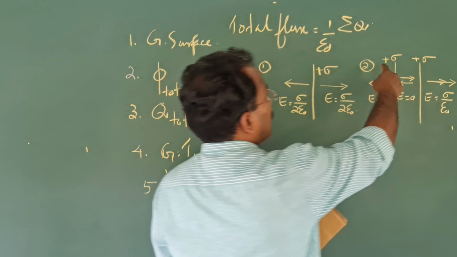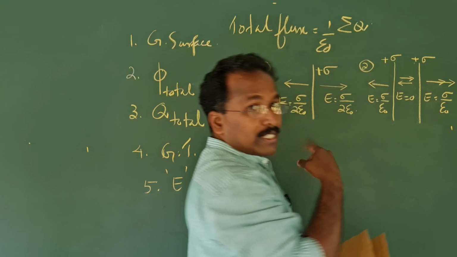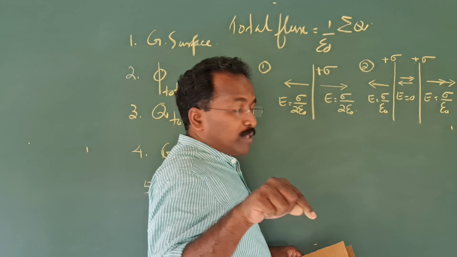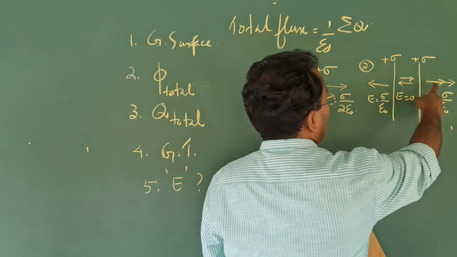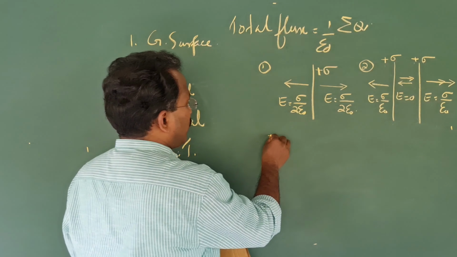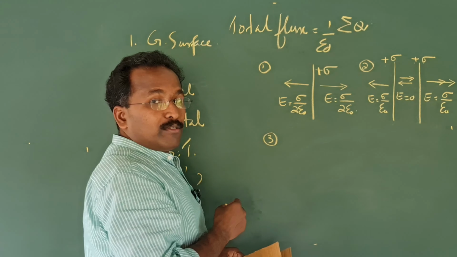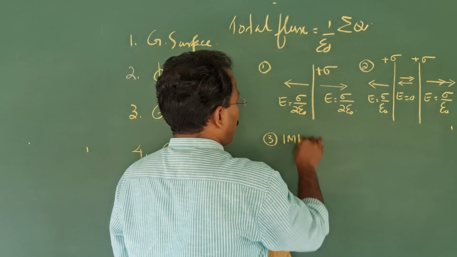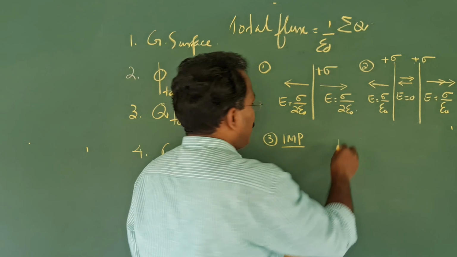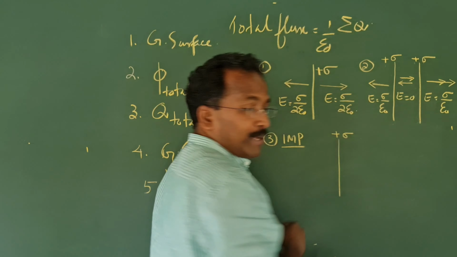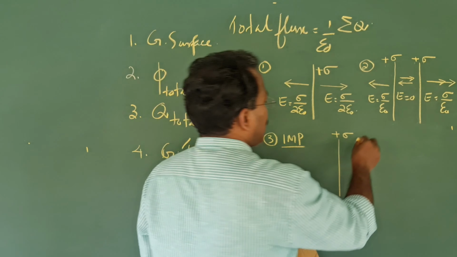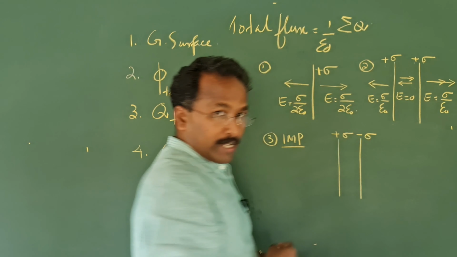And if you have a negative charge on both these sheets, the same situation is repeated. You repeat that in your notebook. Only thing is the direction also will be reversed. Okay. And now we come to an important third situation. This is very important. Okay. You have one sheet which is given a charge density plus sigma, and you have another sheet which is given a charge density minus sigma.